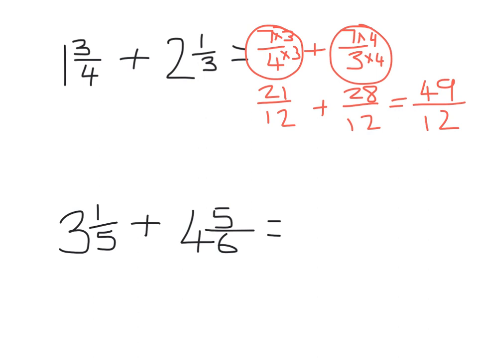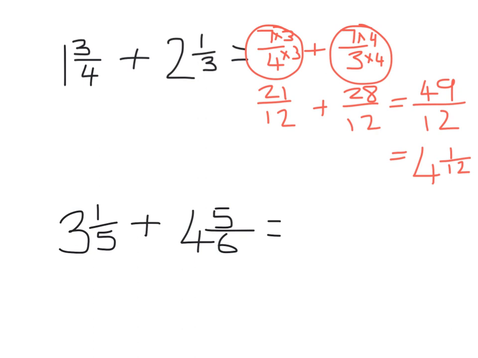If not, then we turn it back into a mixed number fraction. How many times does 12 go into 49? It goes in 4 times. 4 times 12 we know is 48, so there's 1 left over, and that's over the 12.